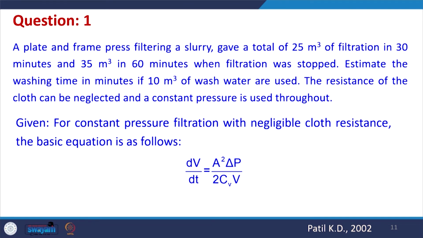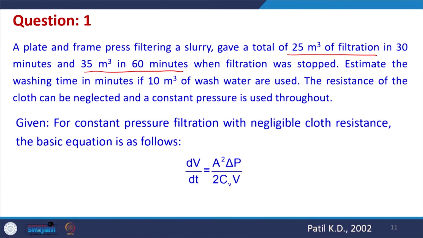Now, some questions related to this. A plate and frame press is filtering a slurry. A total of 25 meter cube of filtrate is obtained in 30 minutes, and only 35 meter cube, a little bit more, in 60 minutes, when the filtration was stopped. So, we have two data points: 25 meter cube in 30 minutes, and 35 meter cube in 60 minutes.